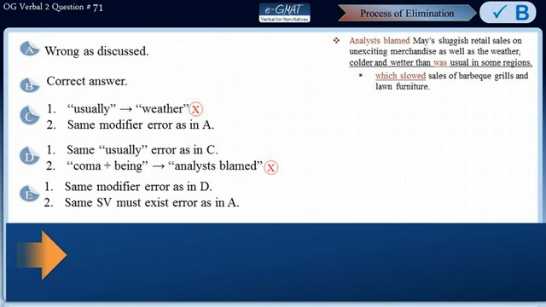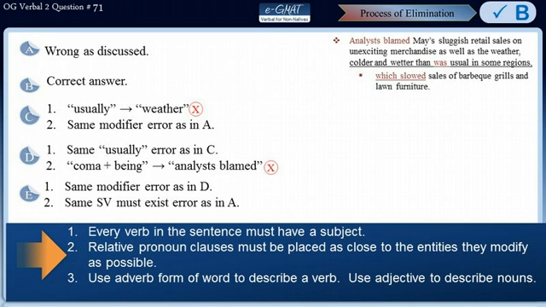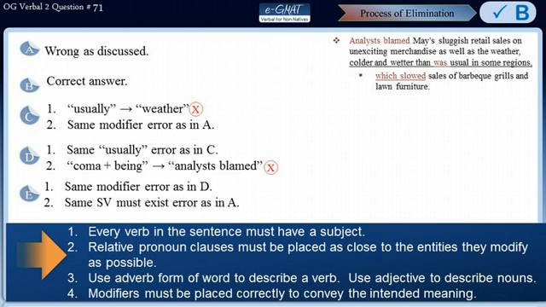Let's take a look at the takeaway messages now. Every verb in the sentence must have a subject. Also, relative pronoun clauses must be placed as close to the entities they modify as possible. And we must use the adverb form of a word to describe a verb, and we must use an adjective to describe nouns. Modifiers must be placed correctly to convey the intended meaning of the sentence in the most effective manner.